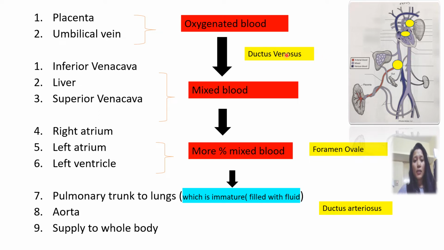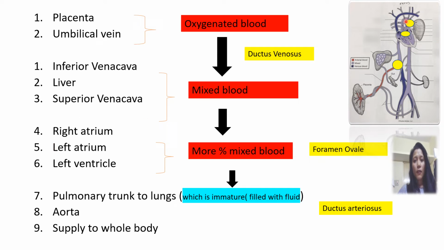So it gets mixed, as I have shown in the diagram. From the liver as well, a little blood is mixed in, and the superior vena cava, which comes from the upper part of the body, also brings blood that mixes with the pure blood that came from the placenta, right? All this mixed blood is shifted only to the right atrium, because as we know, the first chamber to receive the blood is the right atrium. So this mixed blood gets into the right atrium.